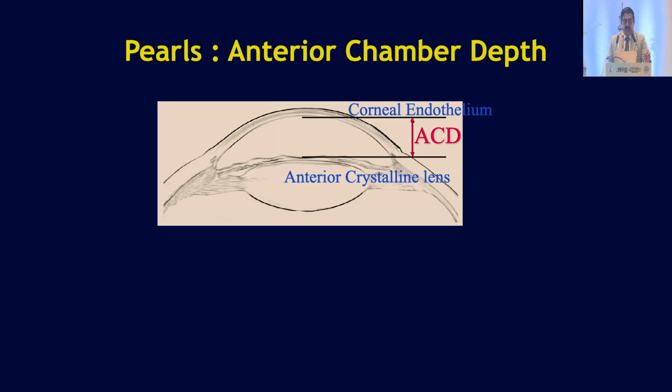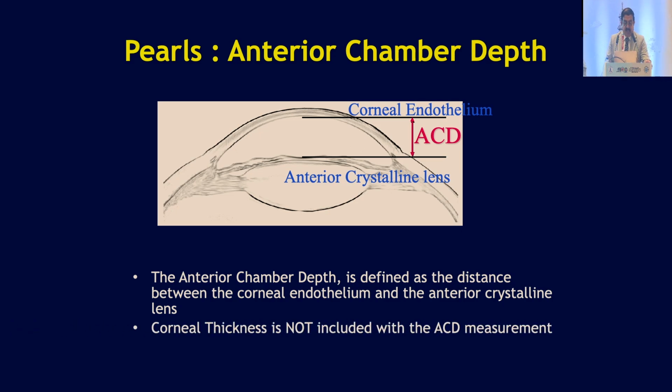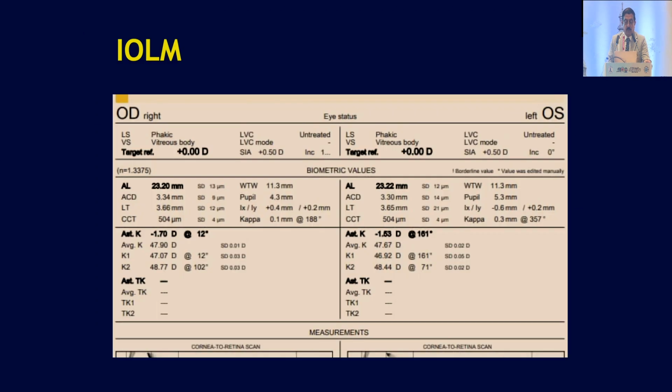So if you look at the ACD, the ACD is defined as the distance between the corneal endothelium and the anterior crystalline lens, and this has to be measured. This can be measured both by the OB scan or the IOL master or the Pentacam as well.